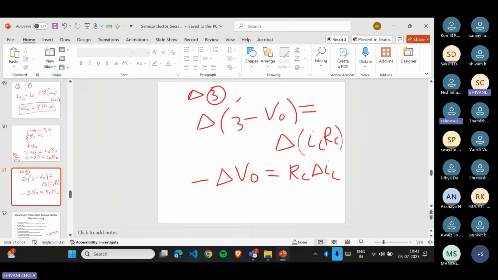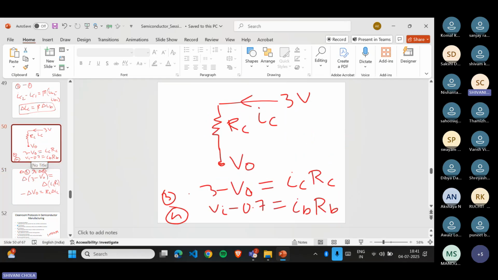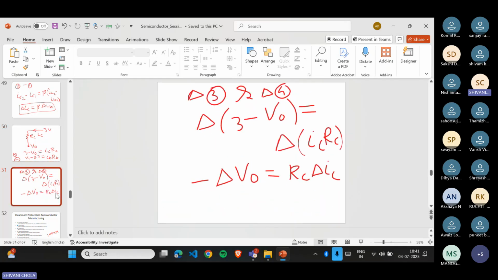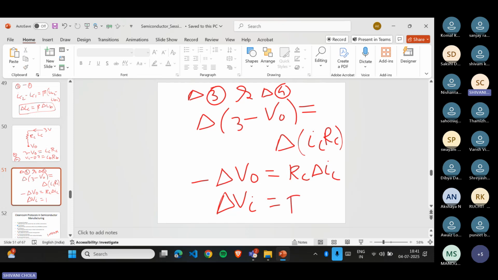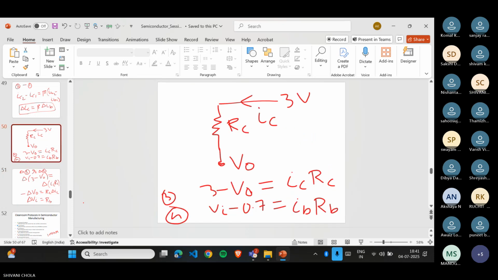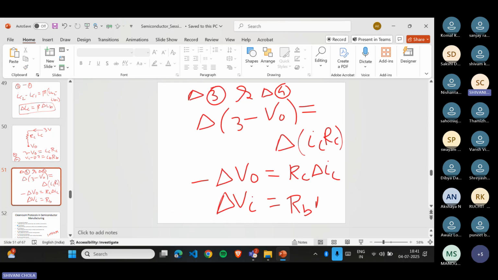Clear, sir. And we will also apply the delta operator on the fourth equation. This is our fourth equation. So after applying the delta operator on this fourth equation, we will get delta of VI is equal to, since delta of constant is 0, RB into delta IB, correct?